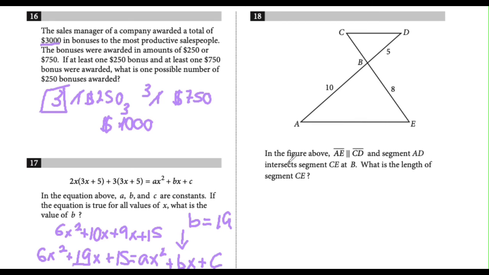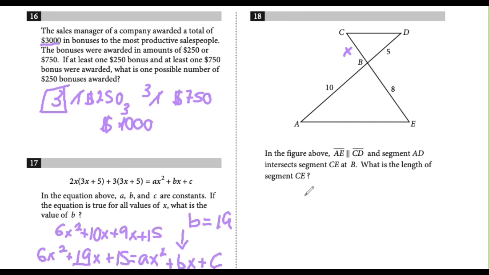Number 18. In the figure above, line AE is parallel to line CD, and segment AD intersects segment CE at B. What is the length of segment CE? The first thing we're going to do is call the length of CB x, and we need to figure out what x is. We're going to set up a proportion between the big triangle ABE and the little triangle BCD.